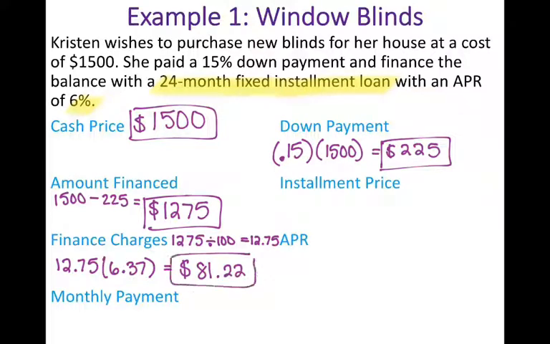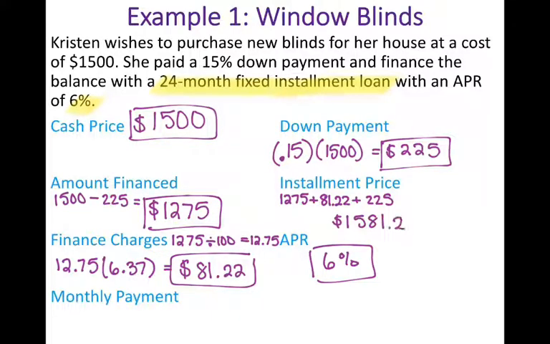Okay, now the APR was already given to us in the problem. That was 6%. And I also need to find my installment price. So my installment price is going to be the amount financed, so that's the $1,275, plus the finance charges, $81.22, plus whatever down payment you had, $225, and that's going to give us the installment price. So $1,275 plus $81.22 plus $225 is $1,581.22.